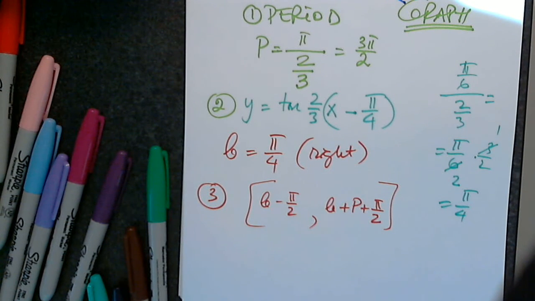So, I have 1, 2, 3. So it's pi over 4 plus 3 pi over 4. And on the other side, I have b. So this is pi over 4 right here. Yeah, b plus the period, and b minus the period.